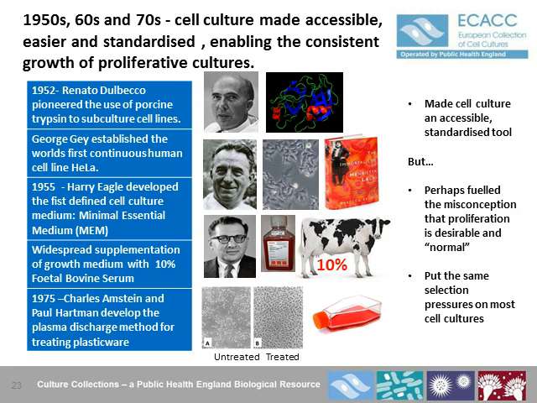The advantage of this technology was that cell culture became readily accessible for most scientists. Cell lines were suddenly easy to grow, sterility was easy, and conditions could be standardised and reproduced. But all of these advances drove cells into a proliferative, non-differentiated state, and perhaps fueled the misconception that proliferation is desirable and normal. They also put the same selection pressures on most cell cultures, driving cells into a state where perhaps they have more in common with each other than the original tissue or tumour.